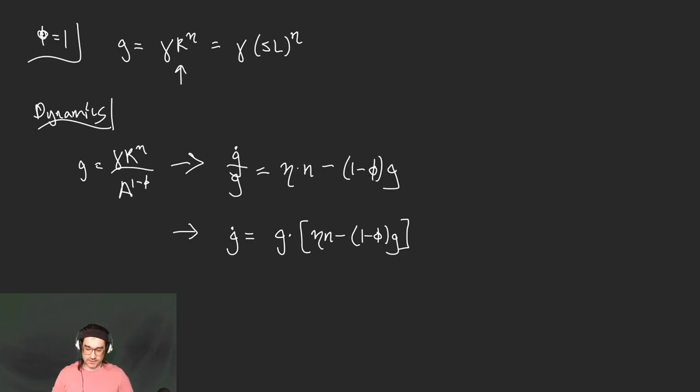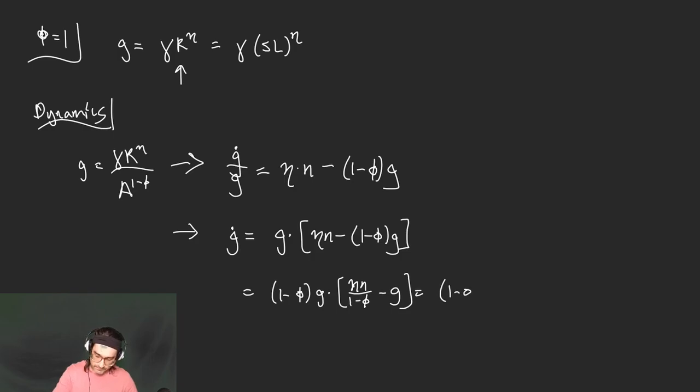One zero, if you want to, you can even factor out a one minus phi, then you get g theta n over one minus phi minus g, which is g times g star minus g. Okay, so with these things, where if you have two steady states and things are kind of linear, you usually get a quadratic form where it's like the difference from each of those.